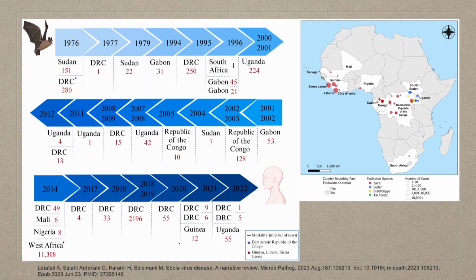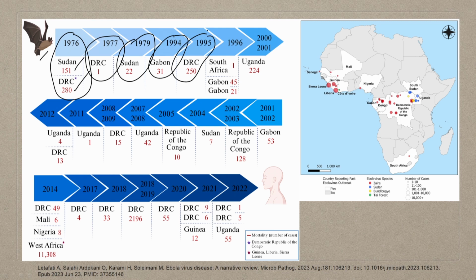Coming to the discovery, look at the slide. This is the bat which is the carrier. 1976, the first outbreak in Sudan, 151 people passed away, and in Democratic Republic of Congo 280. Again 1977, followed with a two-year gap in Sudan in 1979. Then there was a huge gap. Then it reappeared in 1994 in Gabon, and 1995 again Democratic Republic of Congo.